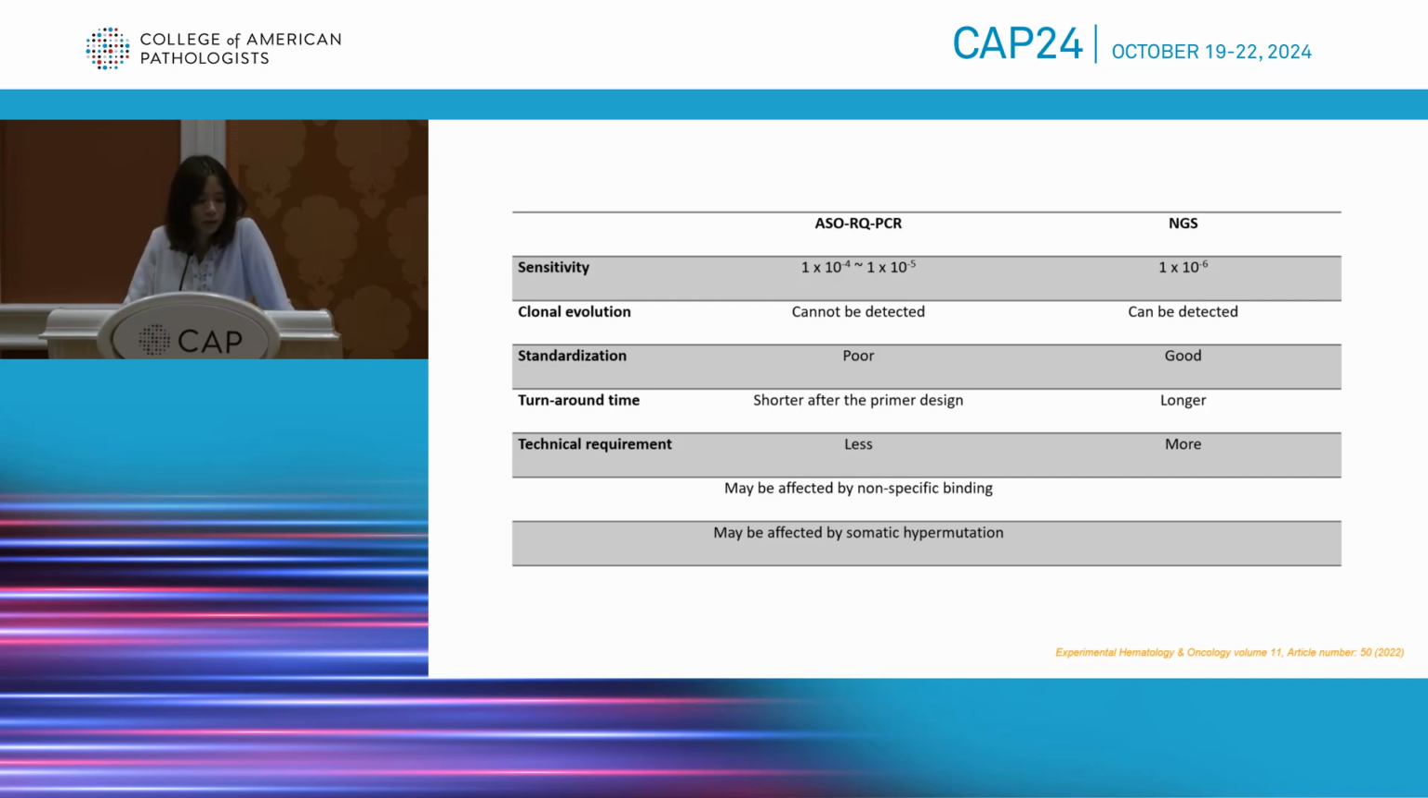If you are using something like a patient-specific RT-PCR assay, usually it could be fast, compared to 7 to 10 days turnaround time for the NGS-based MRD. So, of course, by RT-PCR, you have potential issues about non-specific binding and potential changes of the sequence, so then your primer no longer works. That still applies. So those are the things that you may have to consider.